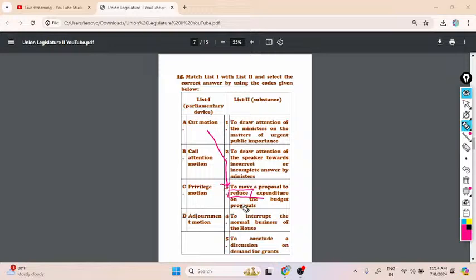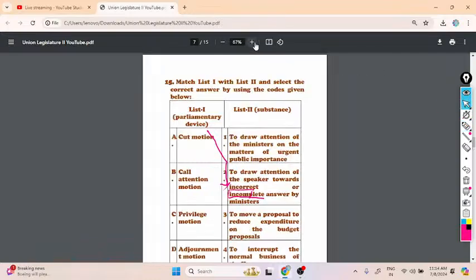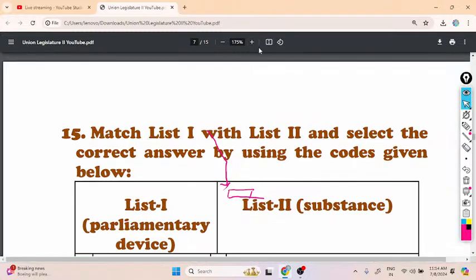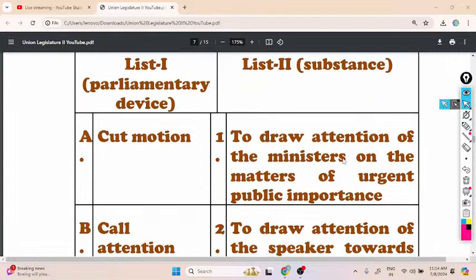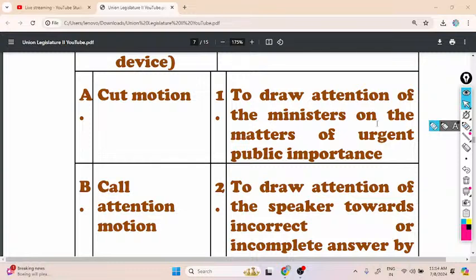Then call attention motion. Call attention motion is to draw the attention of a minister to matters of urgent public importance. If something is related to agriculture or farmers, then the attention of the agriculture ministry will be drawn. That is also a type of motion. So it will come under option 1, draw the attention. B is 1.